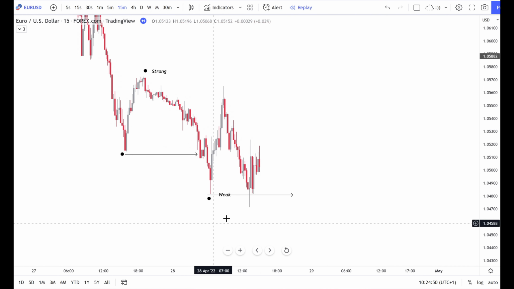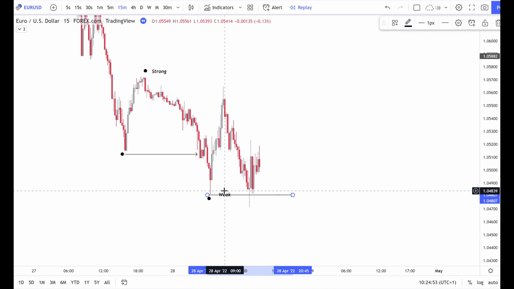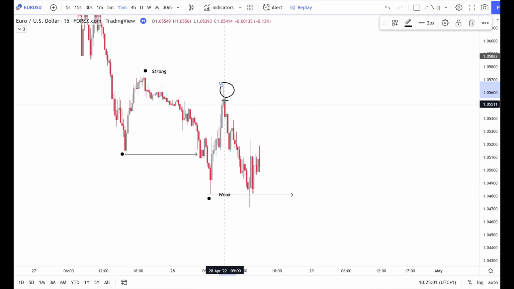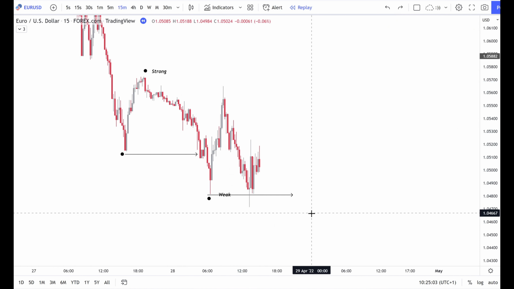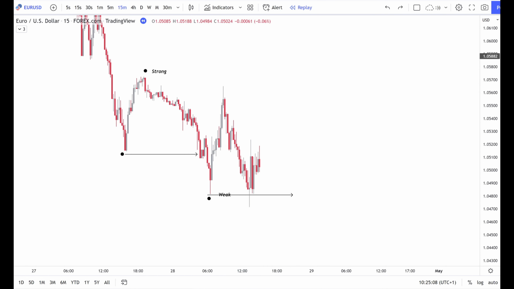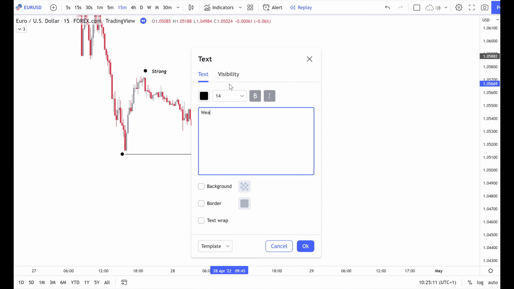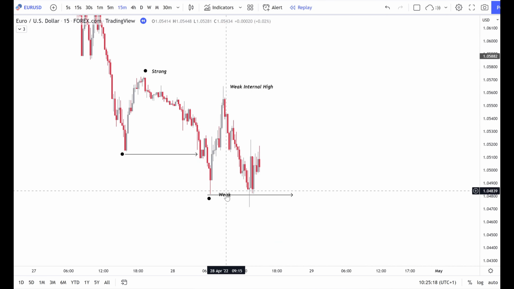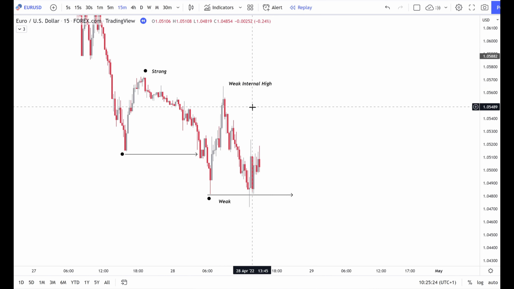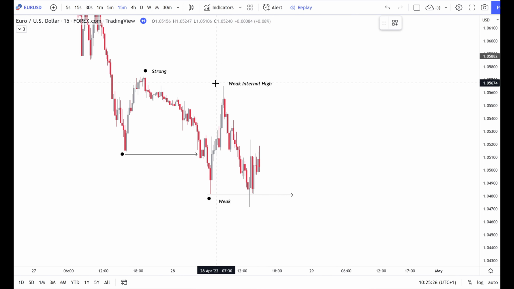So here we don't get a closure below. Okay, we actually don't get a closure below. So at this point in time, this high has failed to do its job. What does that make this then? It makes it a weak internal high. Now guys, anything that's weak, just see it as it's targeted. So this is a weak internal high. What does that mean? Well, it's targeted. What does that mean? Liquidity.